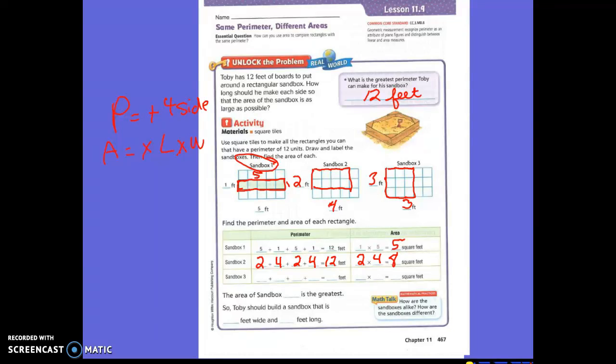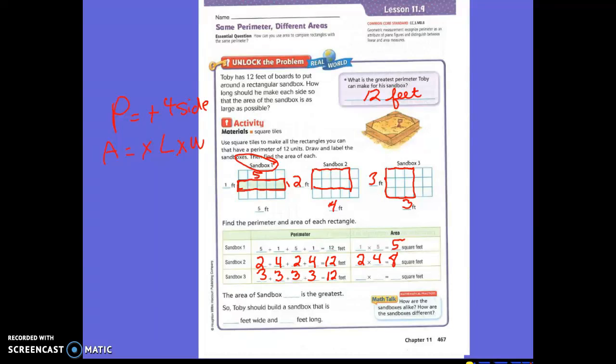Adding all the sides. You got to say all the sides. So what are we going to add? 3 plus 3 plus 3 plus 3. Yes, all the sides are 3. What is 4 threes? 12. You can just do 4 times 3.